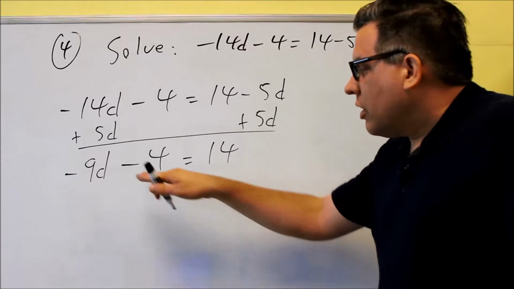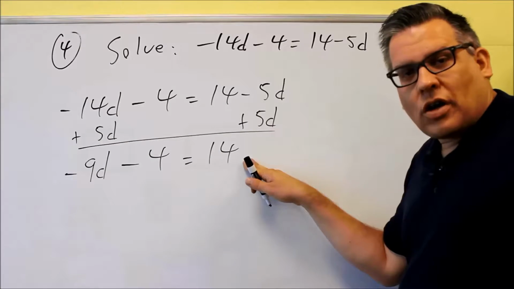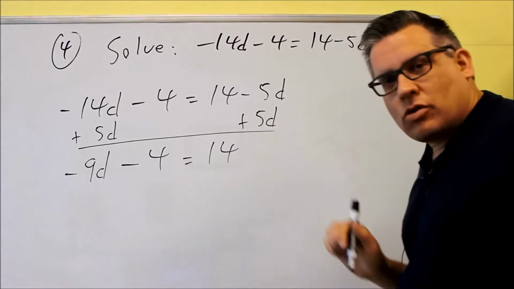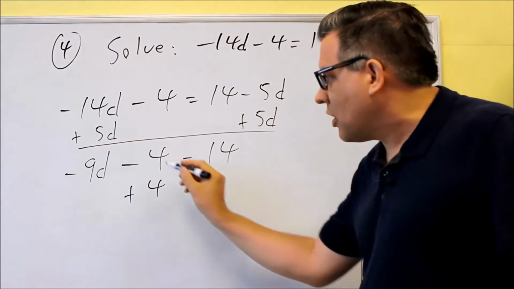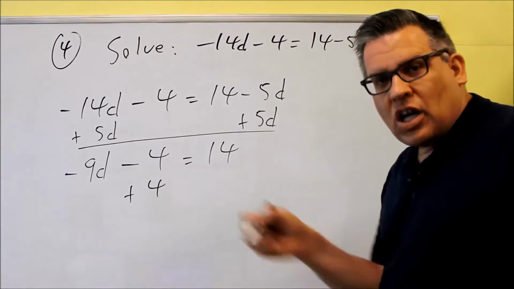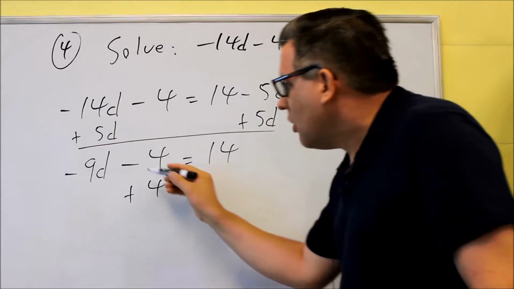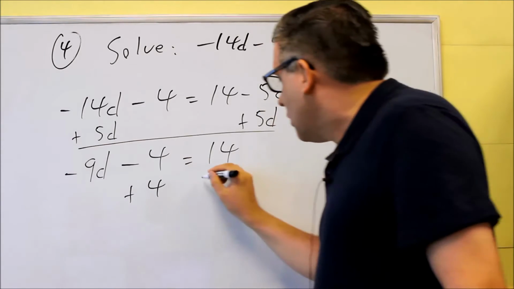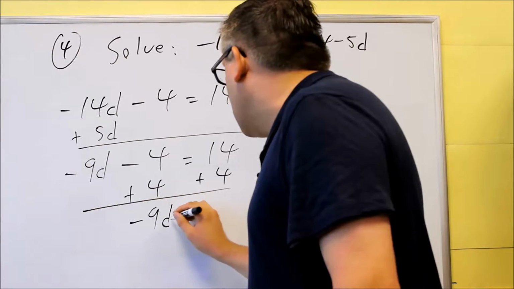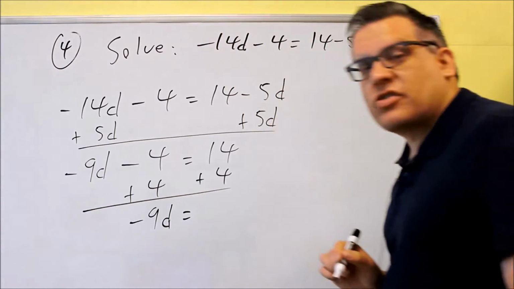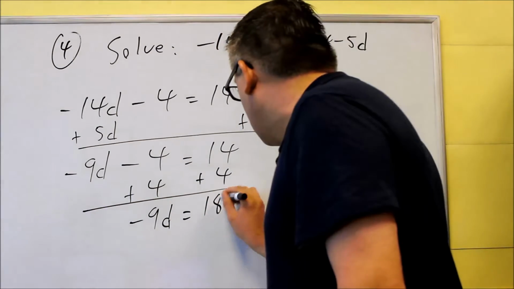Next thing I want to do is move the 4 over across the equal sign, so I want to add 4 to both sides. And the reason why I'm adding 4 is because I have a subtraction here again. I'm always doing the opposite operation. So I'm going to add 4 there. I'm also going to add 4 over there. I get negative 9d. 14 plus 4 gives you 18.